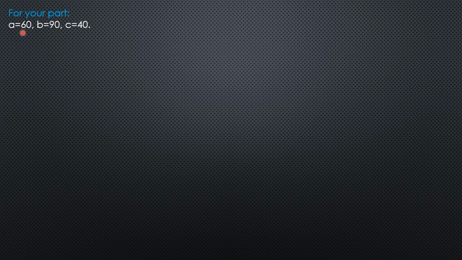So I want you to solve this: still the length of the angle bisector, where A is 60, B is 90, and C is 40. And make sure that you can show that the answer is 70.82.